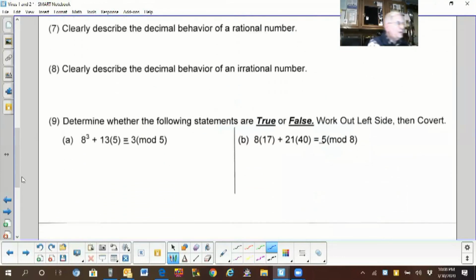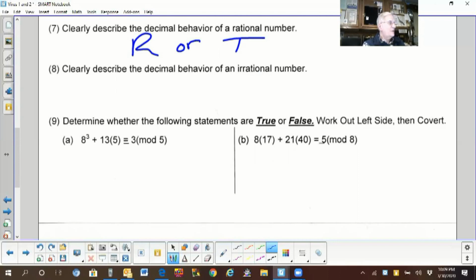It says to clearly describe in problem 7 the decimal behavior of an irrational number. Well, if you recall, I'm sorry, I skipped 7. Let's go back to 7. Clearly describe the decimal behavior of a rational number. Well, you can simply write this down. It repeats or it terminates as a decimal. R or T, I'll accept that. That is absolutely correct. So it'll either repeat or it will terminate.